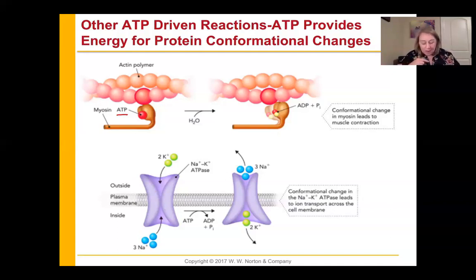The second way, in the second case down here, is a transport protein. When it binds ATP, if it's an ATPase, the change in conformation due to the cleavage of the inorganic phosphate from the ATP will induce a conformational change, and then it will drive ions from one side of the membrane to the other side of the membrane, and vice versa. So this is conformational changes, whereas before it was energetic.